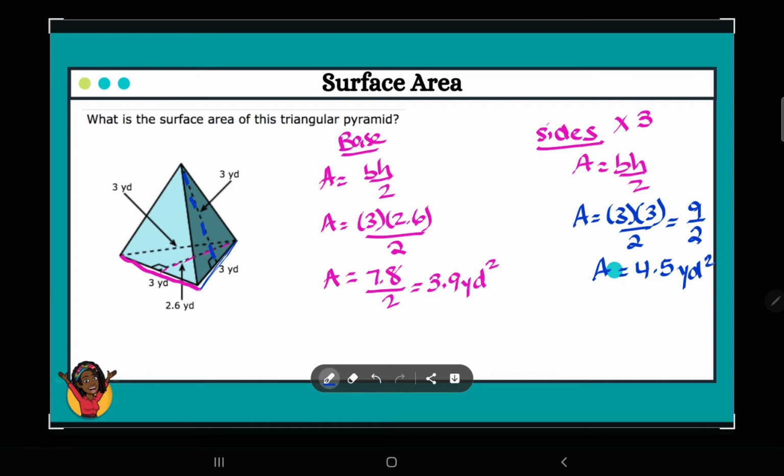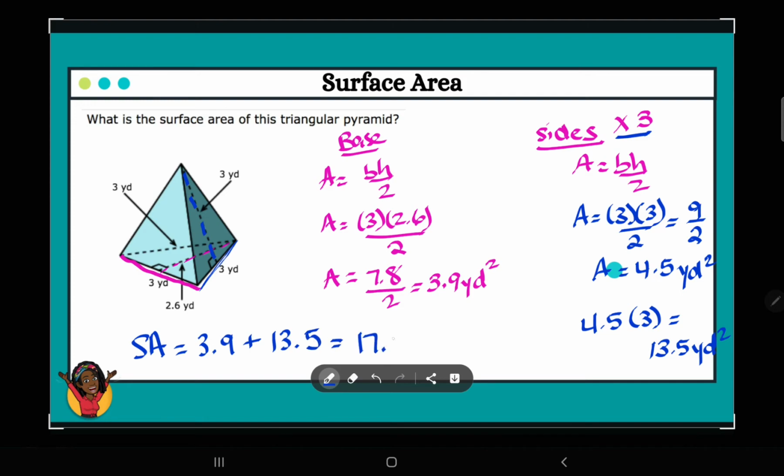yard squared. Now we made a note to multiply that by 3, so we're going to do 4.5 times 3, and that is equal to 13.5 yard squared. So now let's go ahead and add these all up for our total surface area. So we have our base at 3.9, and we have our sides 13.5 for a total surface area of 17.4 yards squared.